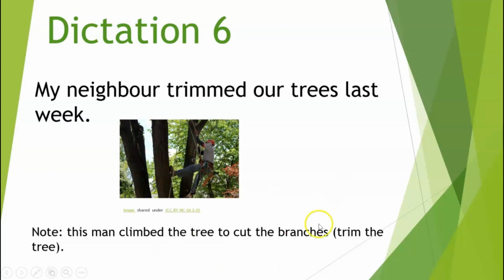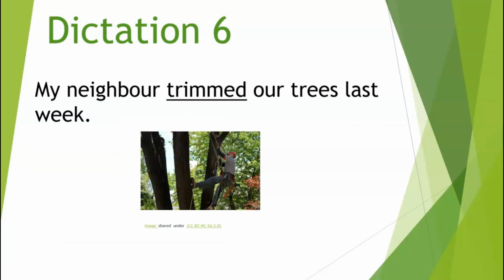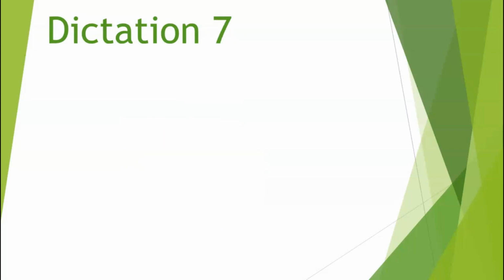Just a quick note about what's happening here. This man climbed the tree to cut the branches. When we say trimming the trees, it means to cut some branches off. Okay, so let's move on. Can you see the simple past irregular verb? Yes, it is right there. Trimmed is an irregular verb.